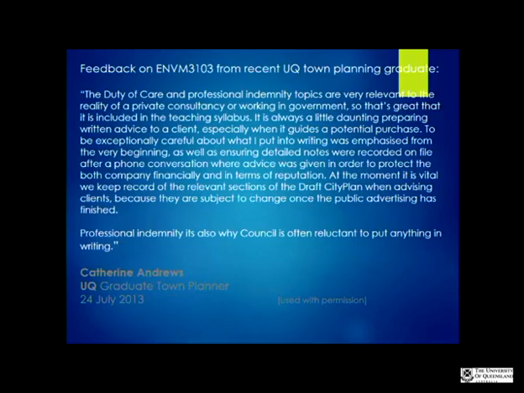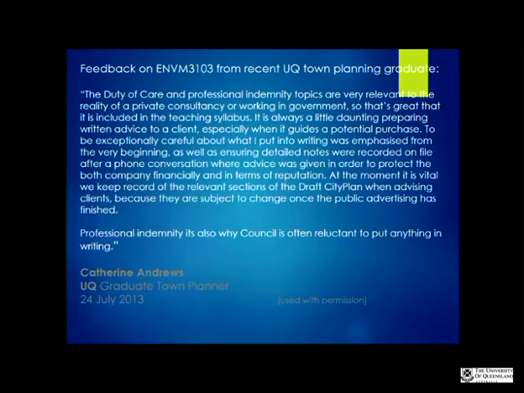To be exceptionally careful about what I put into writing was emphasised from the very beginning, as well as ensuring detailed notes were recorded on file after a phone conversation where advice was given, in order to protect the company both financially and in terms of reputation. At the moment, it is vital we keep records of the relevant sections of the draft city plan when advising clients, because they're subject to change once the public advertising is finished.